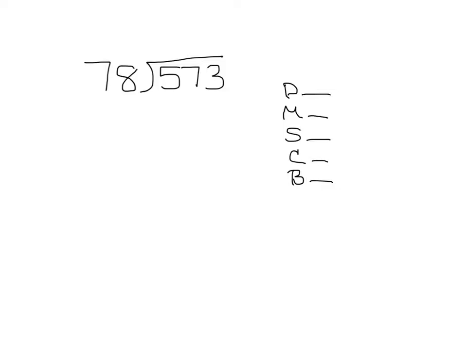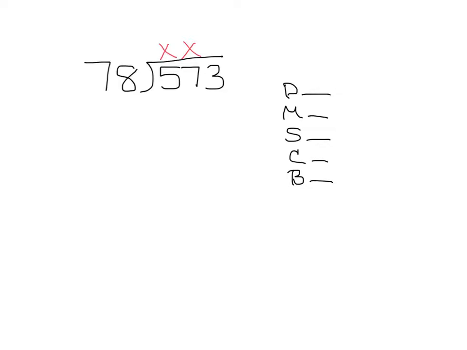Let's look at another one. 573 divided by 78. So I'm going to start with the divide step. Does 78 divide into 5? Nope. Does 78 divide into 57? Nope. But 78 does divide into 573. So now I have to figure out how many times, and this is a little tricky because it's hard to count by 78s. We don't know our 78 tables by heart.